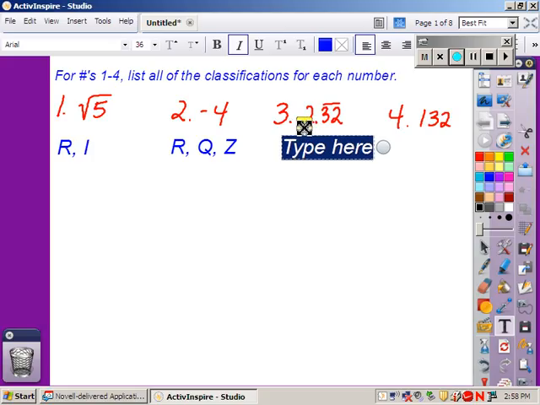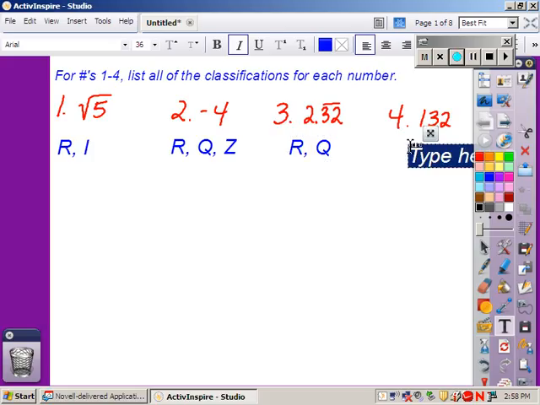Alright, this is the one that people have trouble with from time to time. It's a decimal that repeats. It is definitely real, but the question is, is it rational or irrational? Remember, it's not a difficult square root and it's not a pi, so it's not irrational, it's actually a rational number. And because it's got decimals, it's definitely not an integer, so we stop at rational for this one.